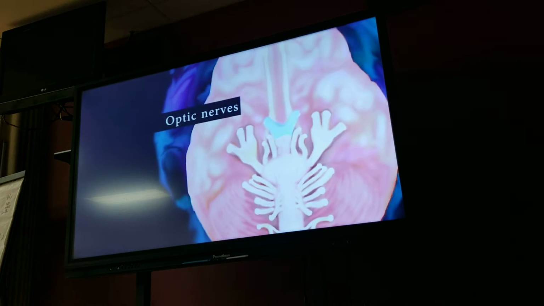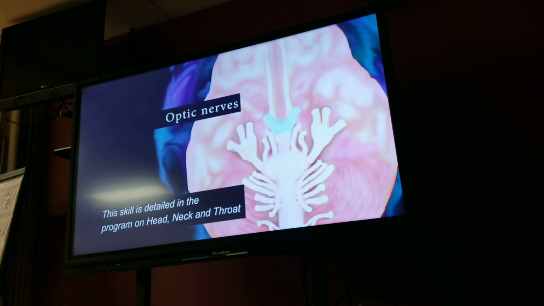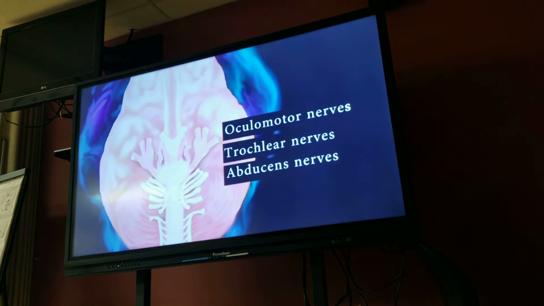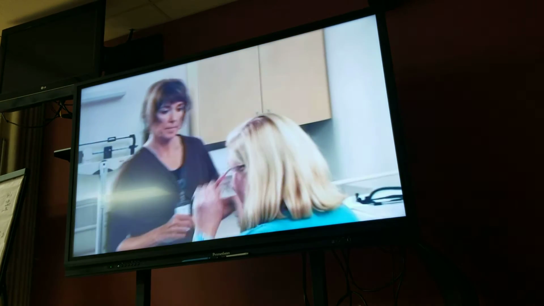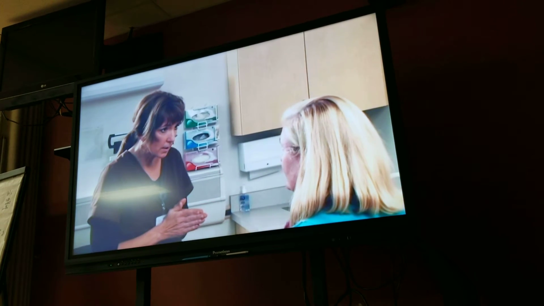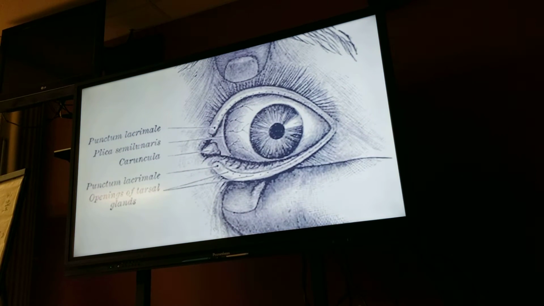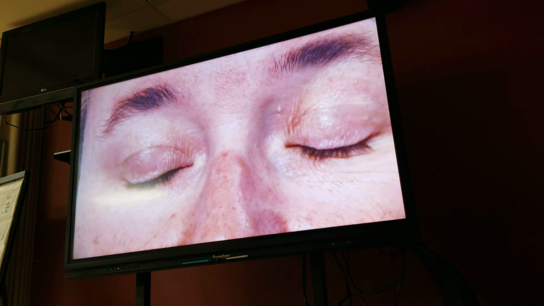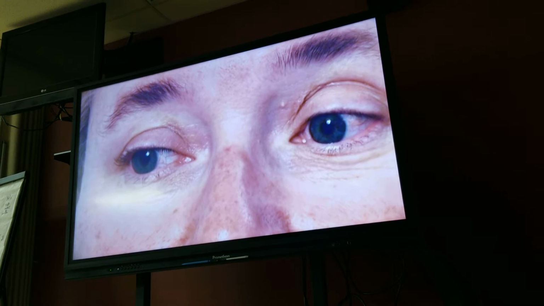Testing of visual acuity would be done next. This skill is detailed in the program on head, neck, and throat. The oculomotor, trochlear, and abducens nerves can be tested together in the following manner. First, visualize the palpebral fissures, the elliptical opening between the eyelids, which are usually approximately equal in height and width. When the eyes are closed, the lids should fully cover the eye, and when open, the upper lid normally covers the top margin of the iris.